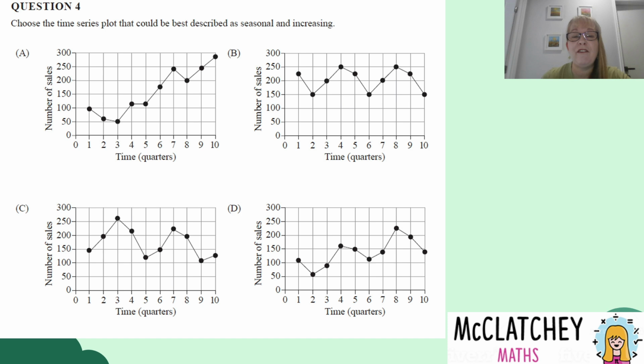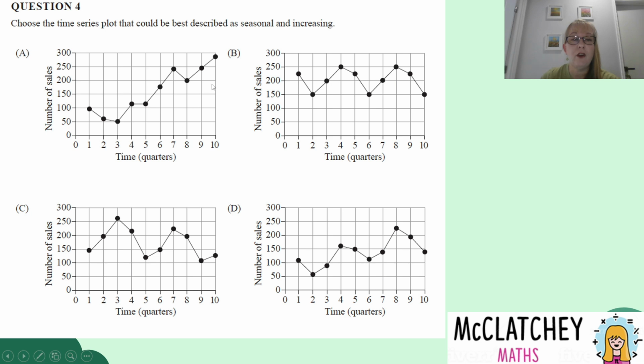Okay, let's get started with our first of 3 questions. Choose the time series plot that could be best described as seasonal and increasing. So firstly, what we need to do is think about what is meant by seasonal. Seasonal means that it is repeating a pattern over time, and these are in quarters. So you'll be expecting there's 4 quarters in a year, so every 4th quarter, a pattern is going to be repeated.